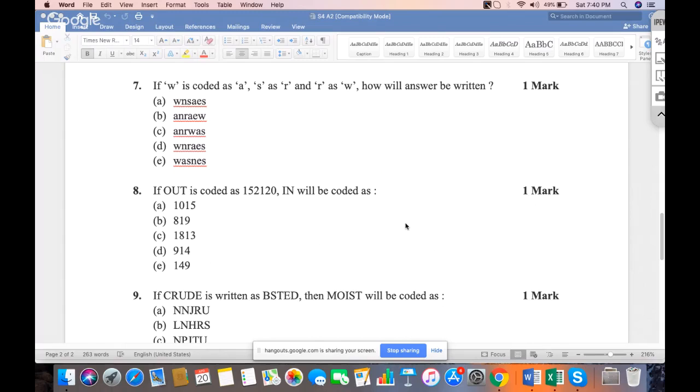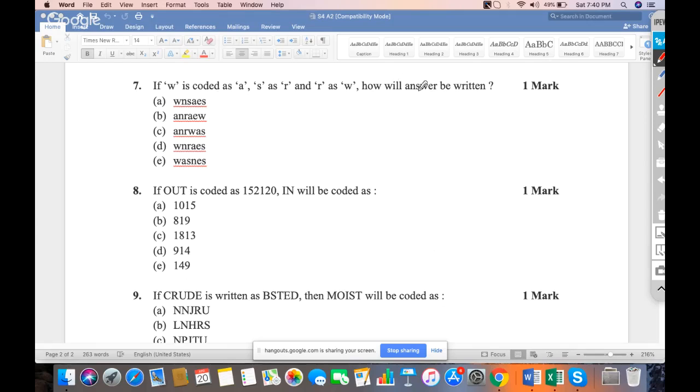Question 7, a lot of you are giving me 914. Question 7, D or D? So W is coded as A. Oh, sorry. W is coded as A. S is coded as R, and R is coded as W. So A is not being coded. So A will remain A.